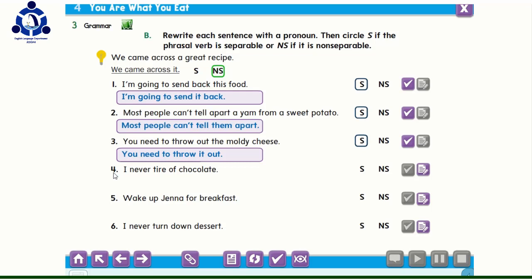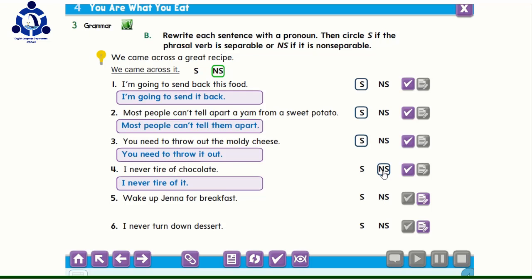Okay, let's look at the fourth sentence. I never tire of chocolate. So, tire of. Chocolate here is the noun object. I need to replace it with it. So I never tire of it. Can I say I never tire it off? No, it will have a different meaning. So the correct form is I never tire of it. Is it separable or non-separable? Non-separable. It's easy and obvious.